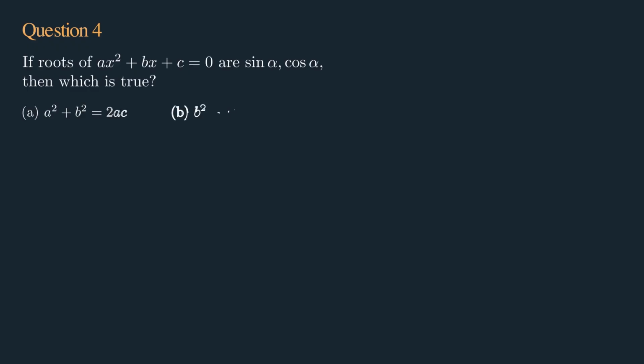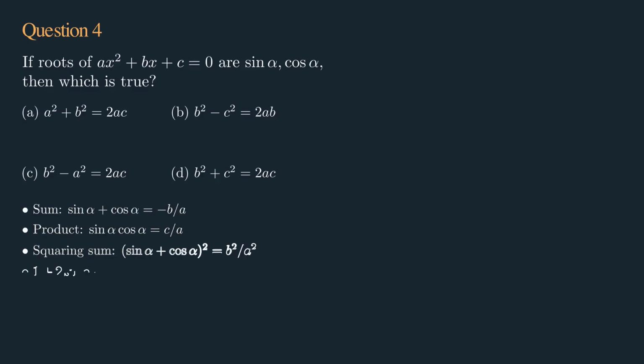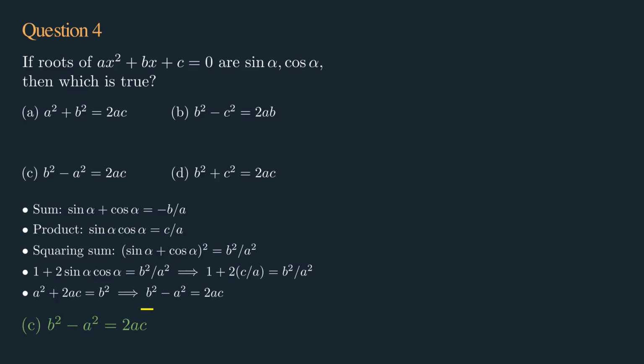Question 4. If the roots of the quadratic equation are sine alpha and cosine alpha, which of the following relations is true? Here are the options. The sum of roots is negative b over a, and the product is c over a. Squaring the sum equation, we get sine squared plus cosine squared plus 2 sine cos equals b squared over a squared. Substituting the identity and the product, we get 1 plus 2c over a equals b squared over a squared. Simplifying, we get b squared minus a squared equals 2ac. The correct option is C.